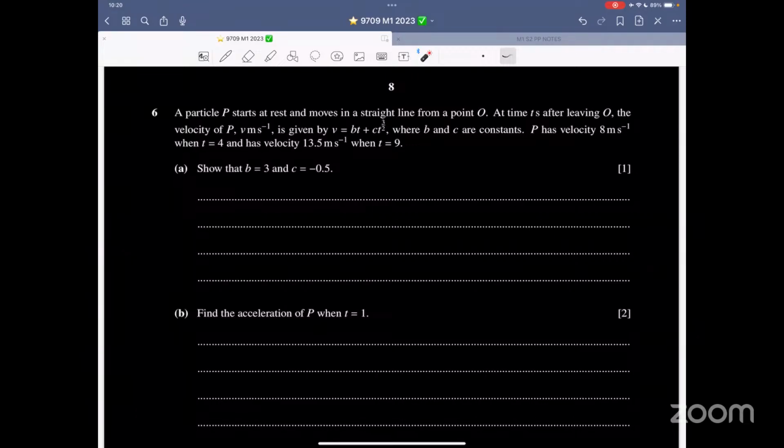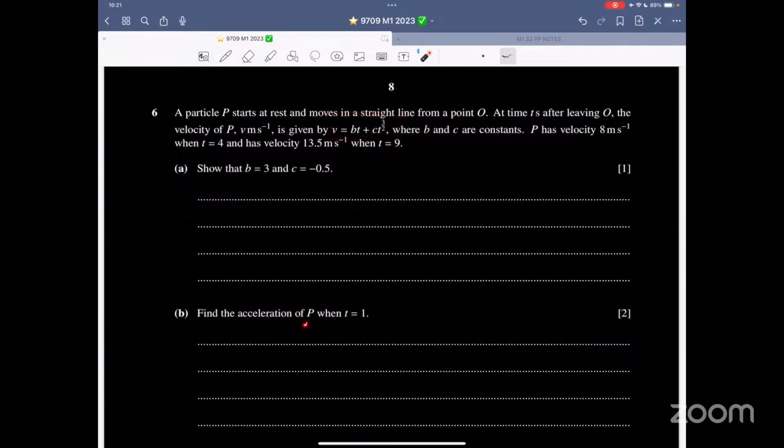It says a particle P starts at rest, moves in a straight line from a point O. In other words, when t is 0, v is 0, s is 0. The first line says it all. At time t seconds after leaving O, the velocity is given by such and such, where b and c are constants. P has a velocity 8 when t is equal to 4, velocity 13.5 when t is equal to 9. So basically, the first part is simultaneous equations, and we will find b and c.